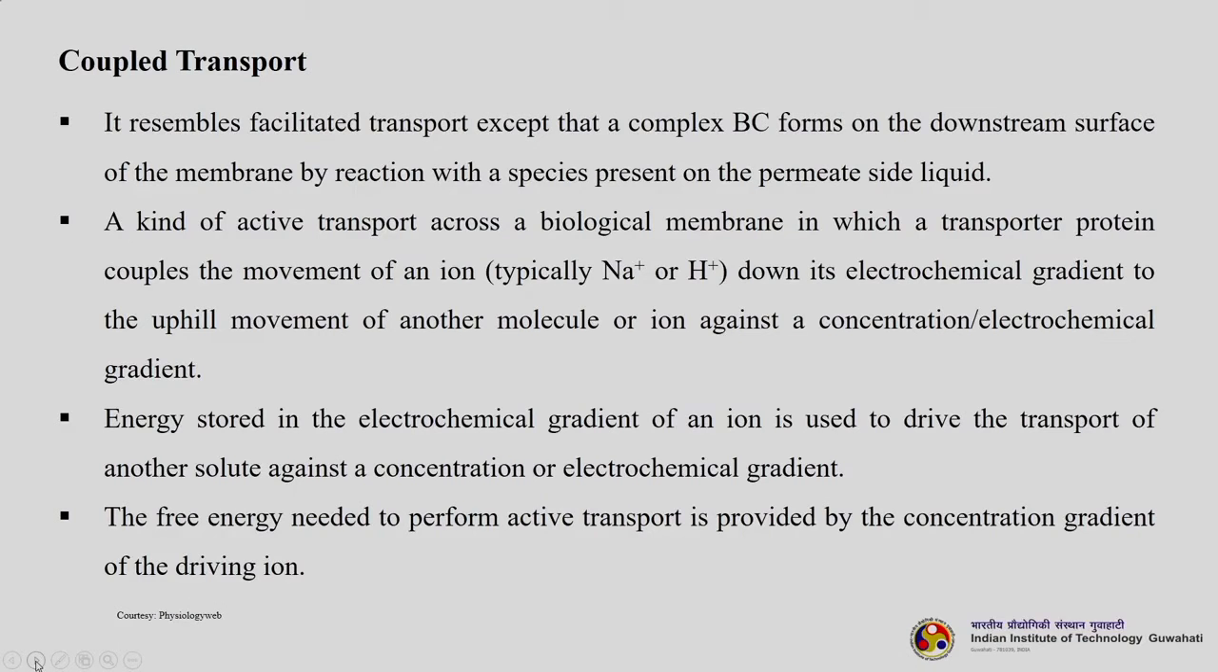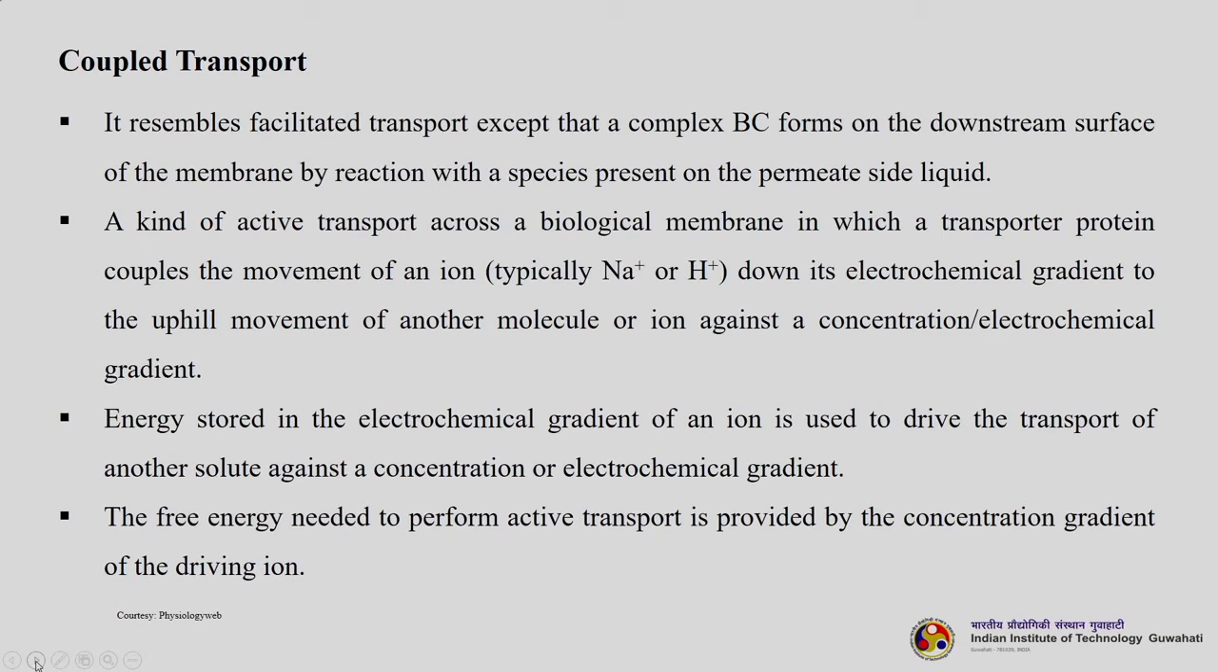Coupled transport resembles facilitated transport, except that a complex BC forms on the downstream surface of the membrane by reaction with a species present on the permeate side liquid. It is a kind of active transport across a biological membrane in which the transporter protein couples the movement of an ion, typically sodium or hydrogen, down its electrochemical gradient to drive the uphill movement of another molecule or ion against a concentration or electrochemical gradient.